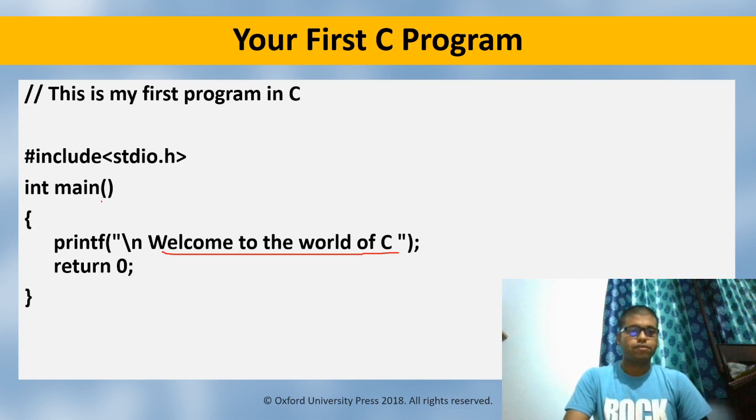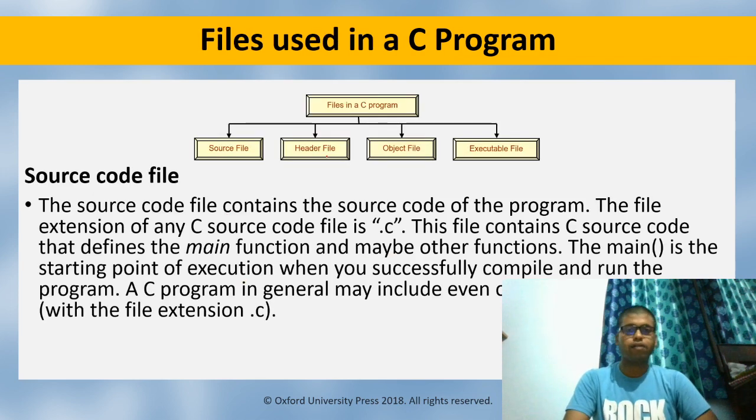So this is the structure of C. You have already gone through this; still, I am just discussing it as a part of this slide. Now we come to the files. What are the files used in C? There are different types of files. We know about the source file, header file, object file, and executable file. Now the source file.